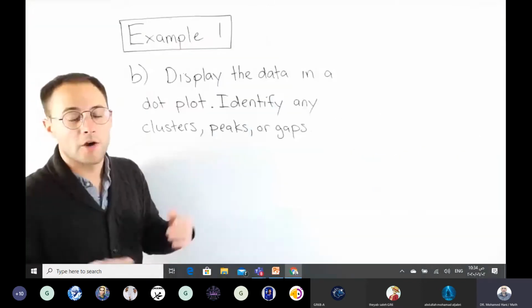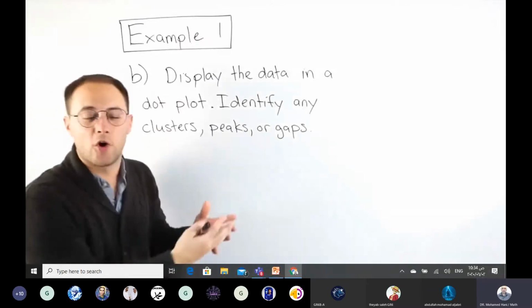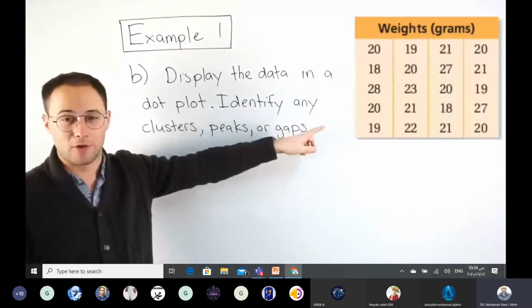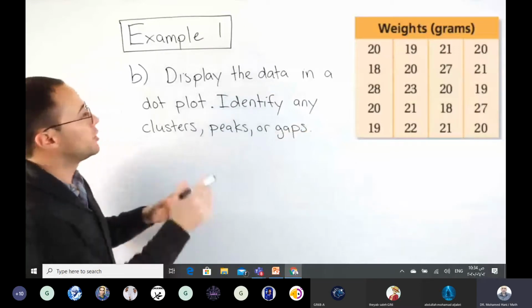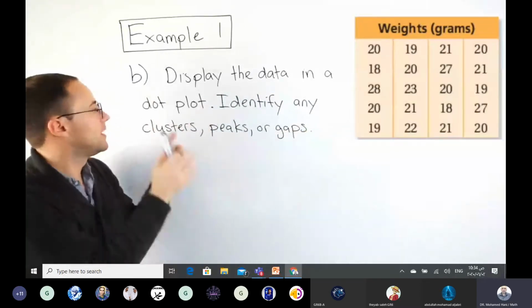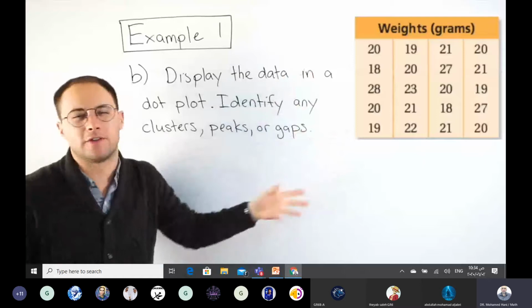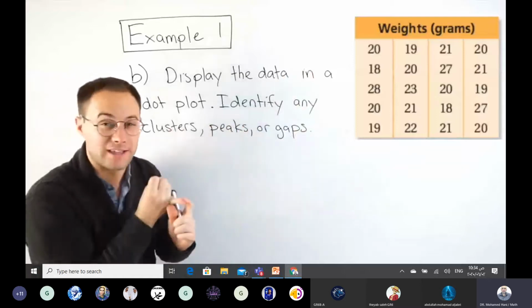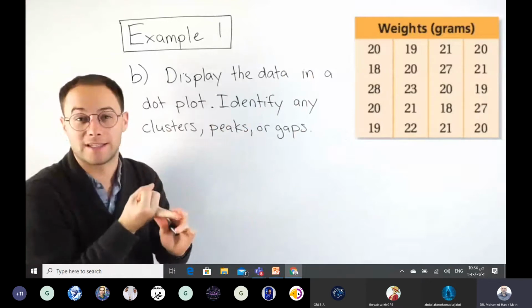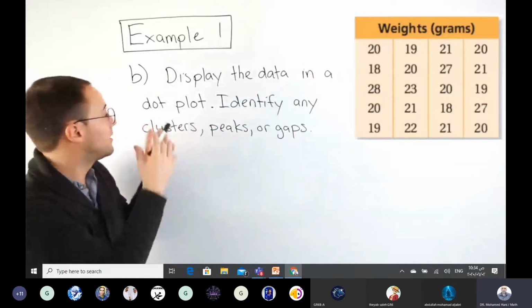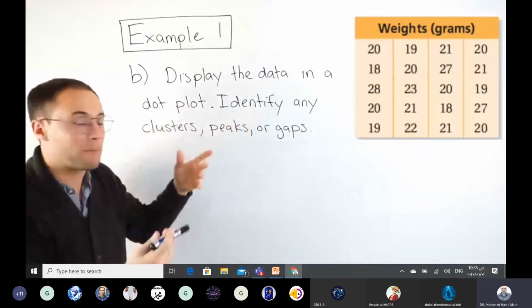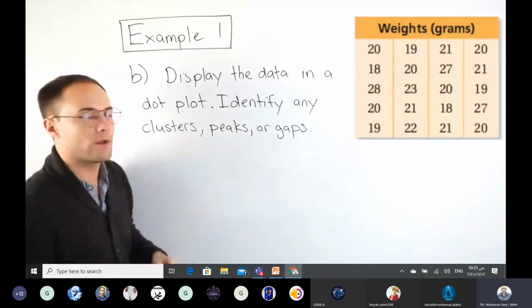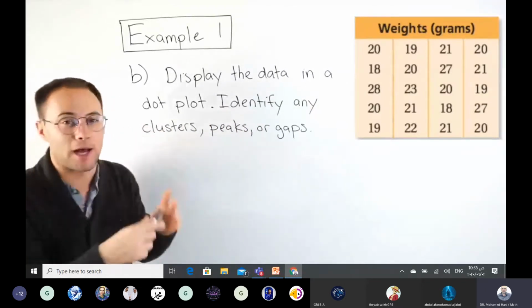Let's try part B. Okay, part B. So we weighed a whole bunch of mice and we collected that data and have it in this little table over here. Now what we're going to do is display that data in a dot plot. So it looks kind of confusing. It's hard to tell anything about the data, right? We've already done that first step, collecting the data. Now we're going to organize it and we're going to make a dot plot. And then after the dot plot's made, identify any clusters, peaks, or gaps. And we'll talk about what those mean in a second. But first, the dot plot.